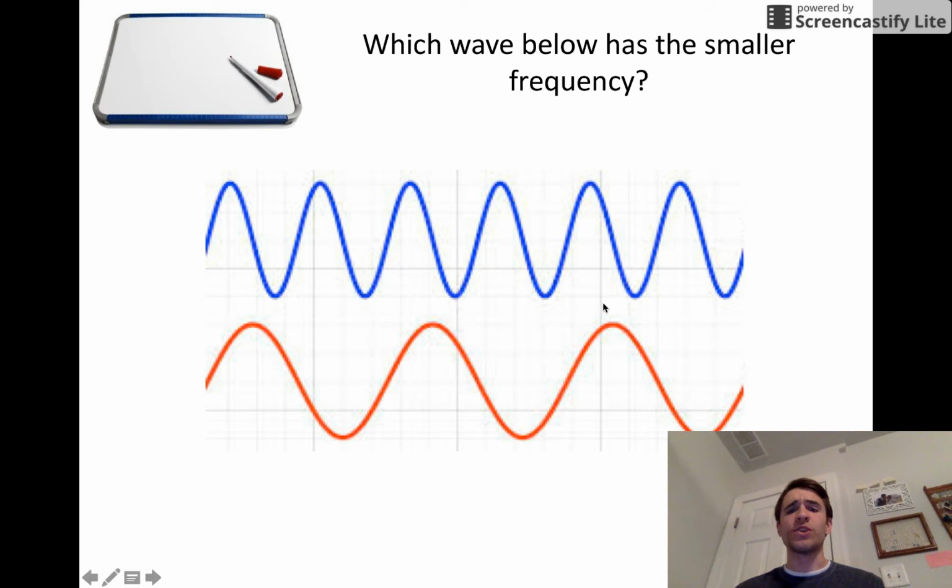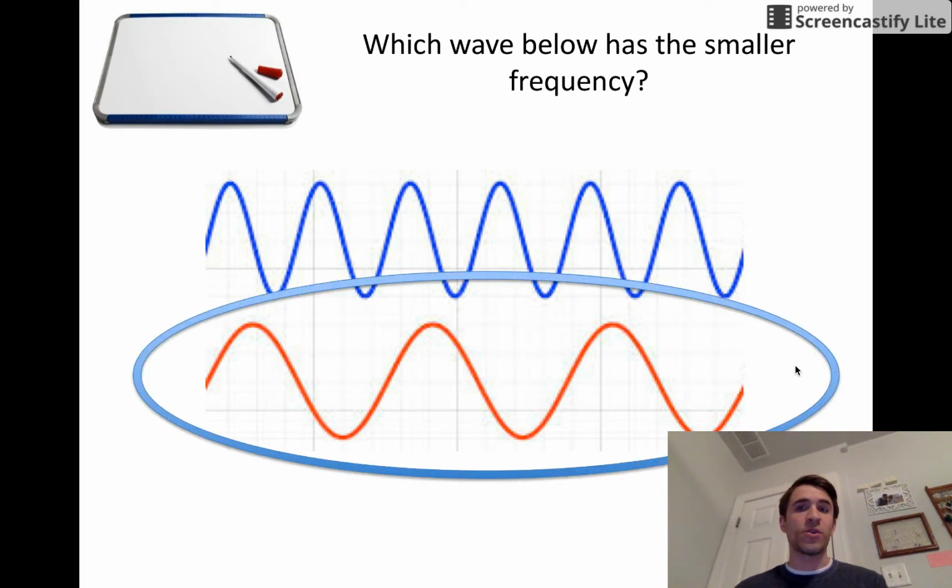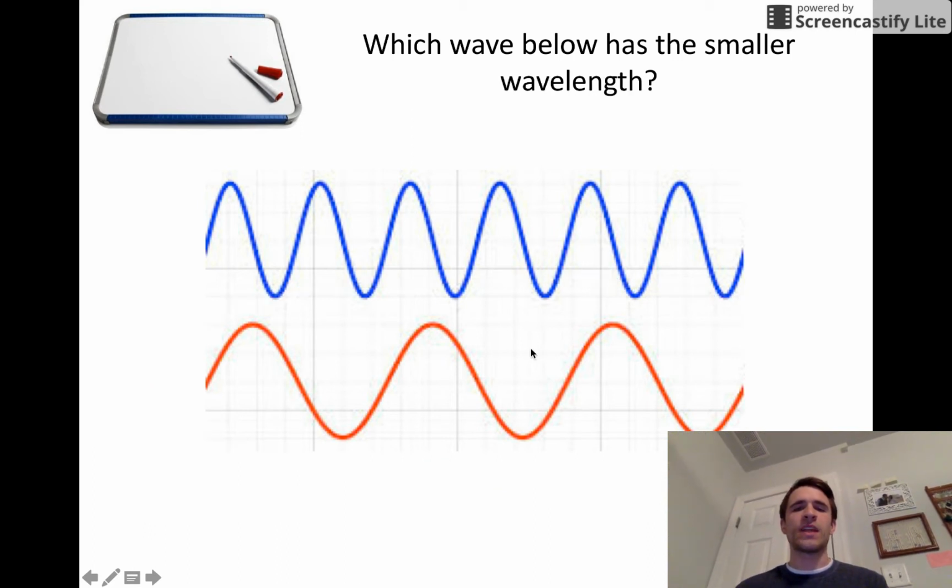Just a real quick practice: which wave below has a smaller frequency? Choose an answer. It's the red one. Smaller frequency means the waves are less frequent, right? So the red one has a smaller frequency. Next one, which wave below has a smaller wavelength? This one's the distance, right? So is this distance smaller or is this distance smaller? Definitely the blue one has a smaller wavelength.